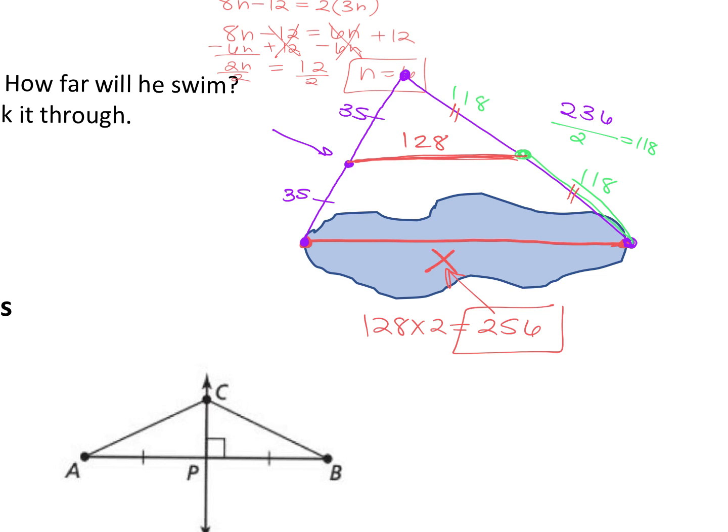We're not going to pace it off, right? Because you can't walk on water. We're not Jesus. But let's just say a normal pace is like 3 feet. So if we were really walking this off, 35 paces, 118, all of those, if you just did 256 times 3, we would say that's approximately 768 feet that he swam across the lake.